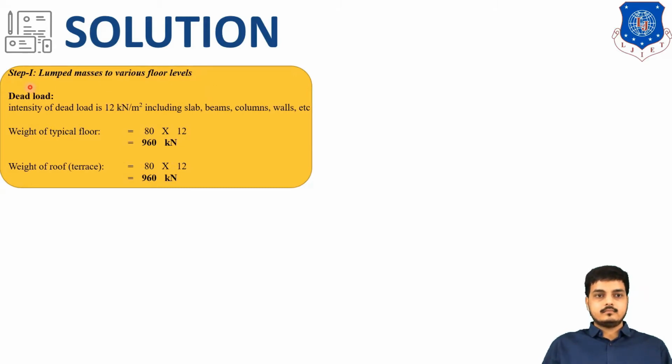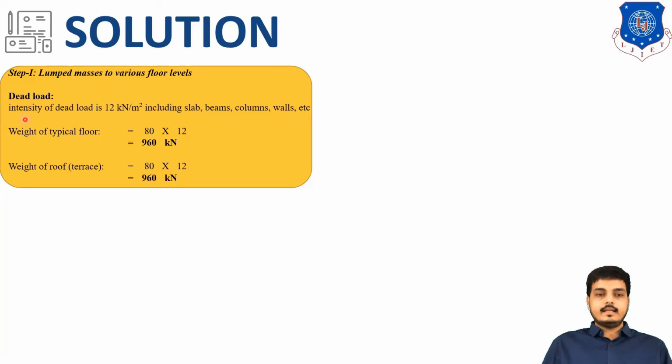So step number one is lumped masses at various floor levels. What are the weights at various floor levels? First we will find out the dead load, and then we will proceed towards the live load. Why are we finding the weight? Because in the formula for VB, the base shear, VB equals AH into W. So that W, the weight, we are finding out, and later we will proceed towards AH.